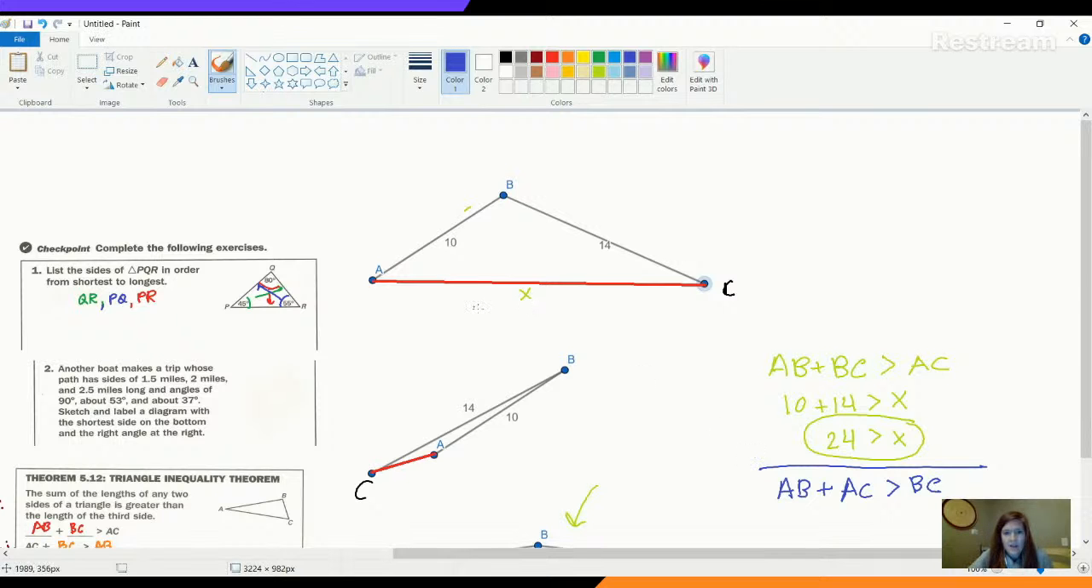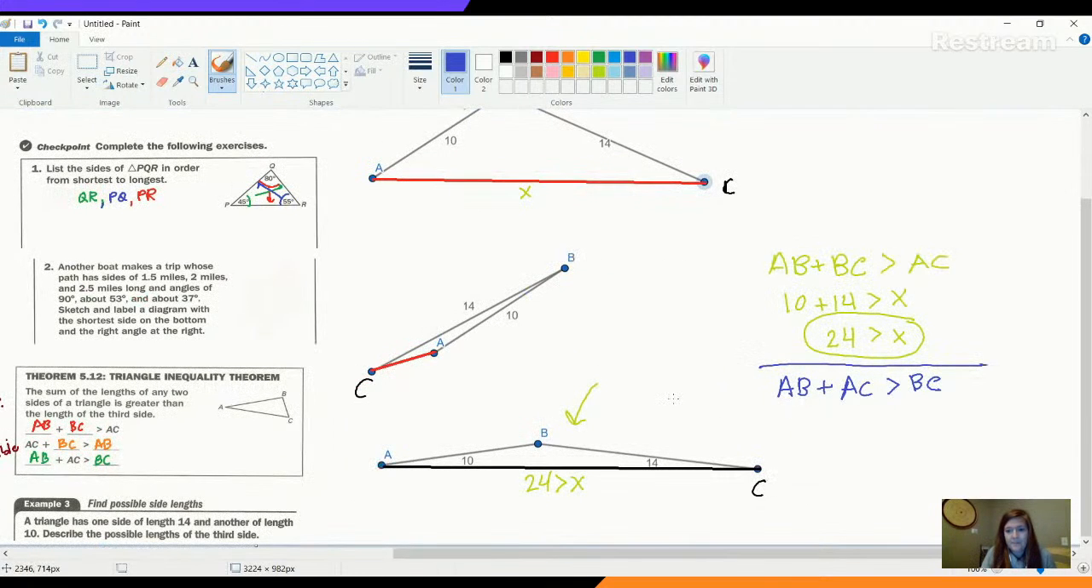How is that going to work? All right, so A to B is 10, right? A to C is what we're trying to figure out, is X. Is that bigger than 14? Is that going to work out? All right, so to do that, we got to do a little math. We would subtract 10 from both sides, and we get that X has to be bigger than 4. Okay, well, that seems reasonable, right? X has to be bigger than 4.